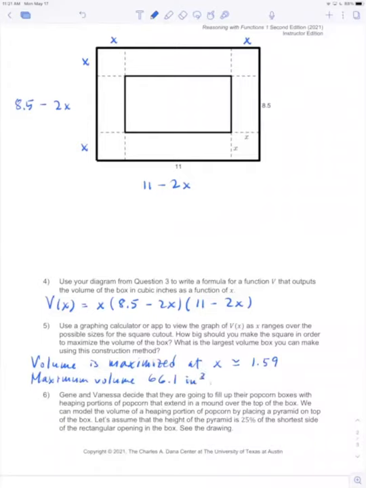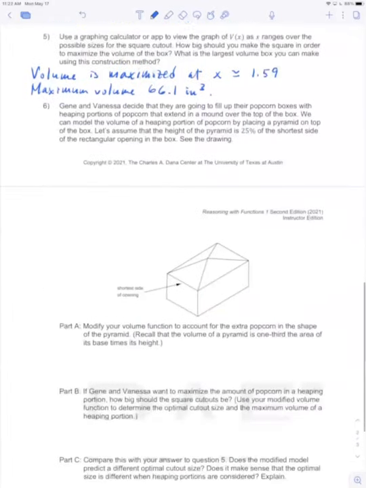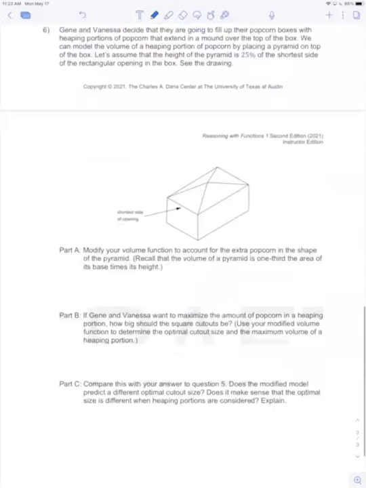Part 6. Gene and Vanessa decide that they are going to fill up their popcorn boxes with heaping portions of popcorn that extend in a mound over the top of the box. We can model the volume of a heaping portion of popcorn by placing a pyramid on top of the box. Let's assume that the height of the pyramid is 25% of the shortest side of the rectangular opening of the box. It says, see the drawing. So here's the drawing. I'll leave 6 at the top so we can see the question and the drawing.